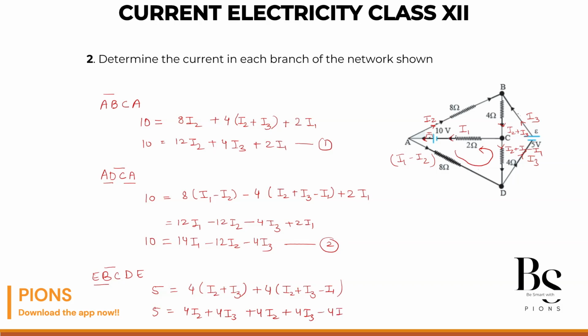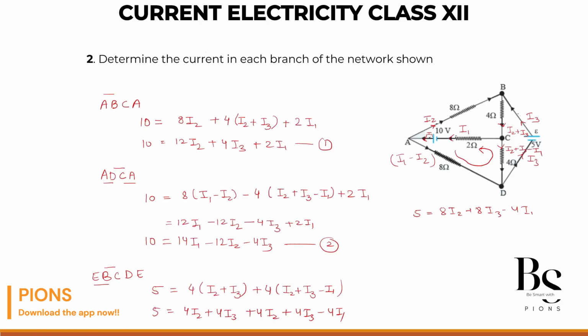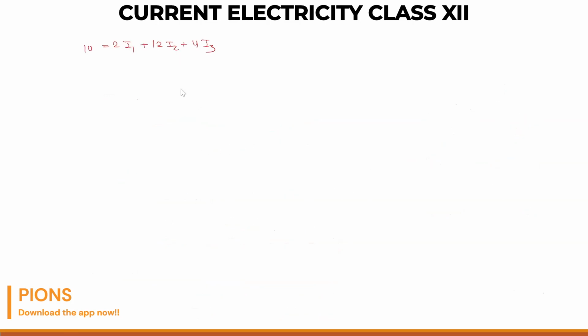So from the first equation, 10 equal to 12I2. Let me go in the order 2I1, 12I2 and 4I3. So 2I1, 12I2, 4I3, and the battery voltage is 10. Let's reconfirm this. So it is 2I1 here, 12I2 and 4I3. That's only we have written here.